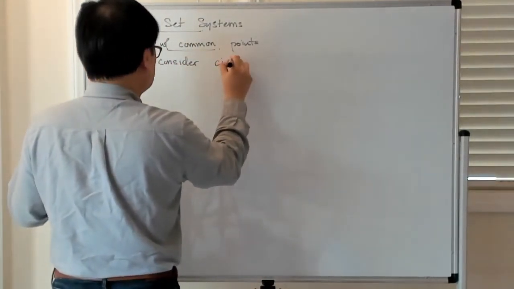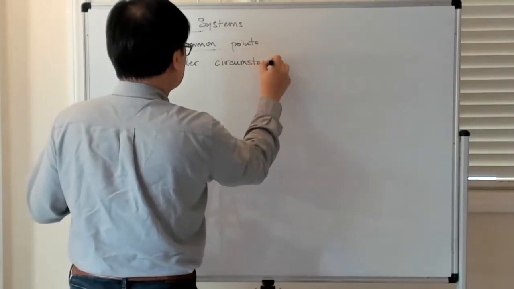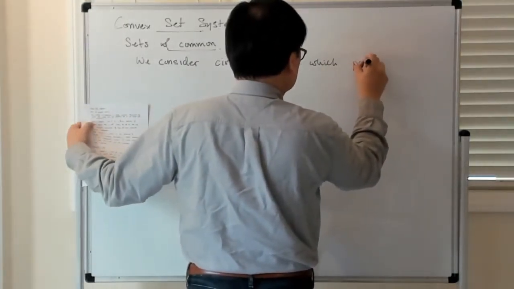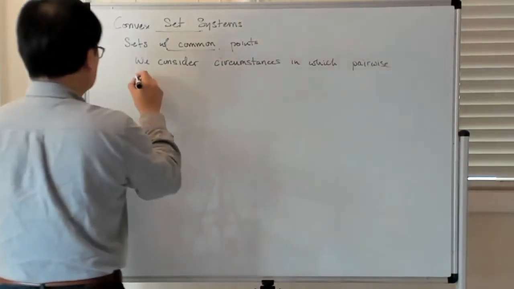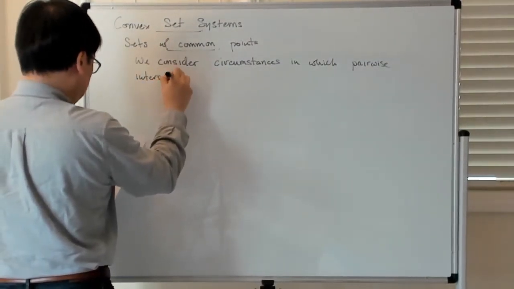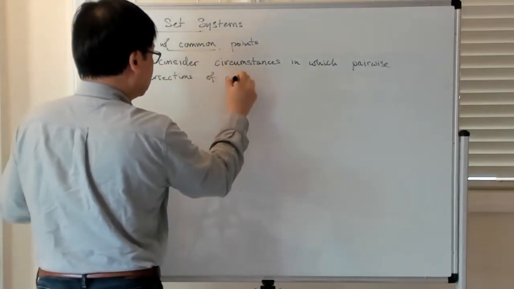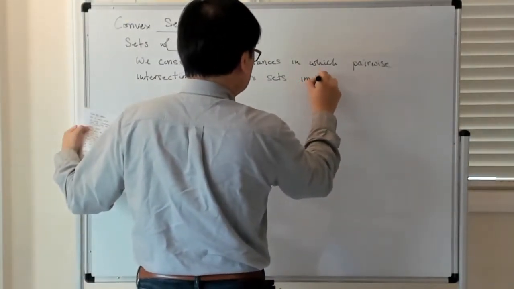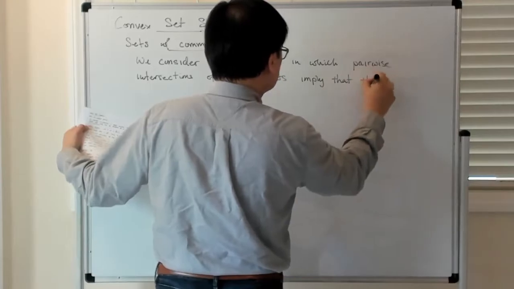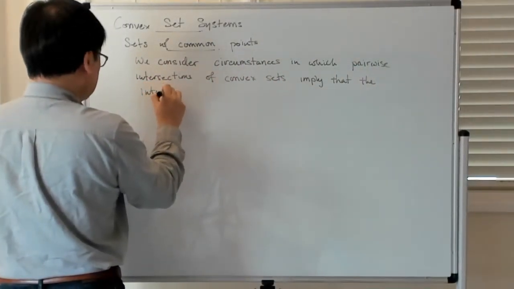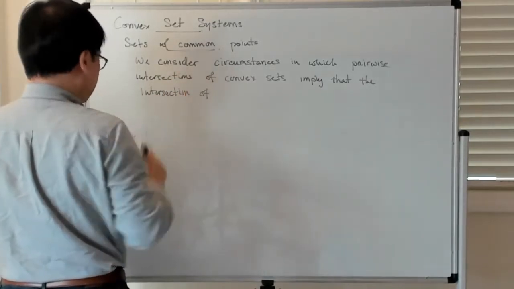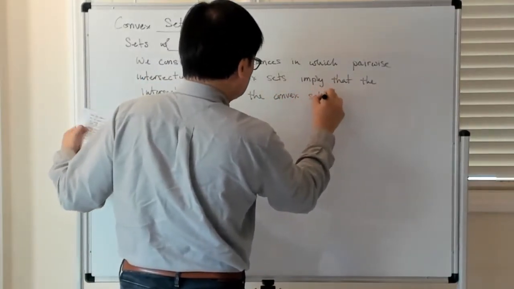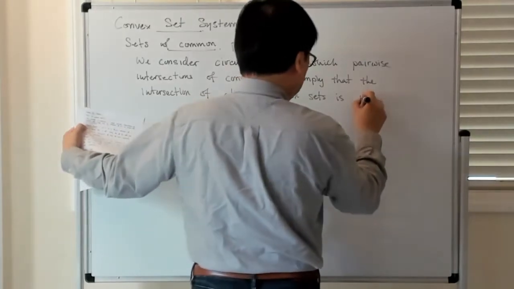So we consider circumstances in which pairwise intersections of convex sets imply that the intersection of all the convex sets is non-trivial.